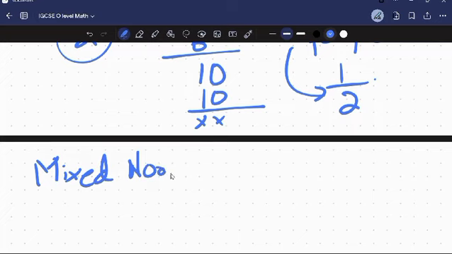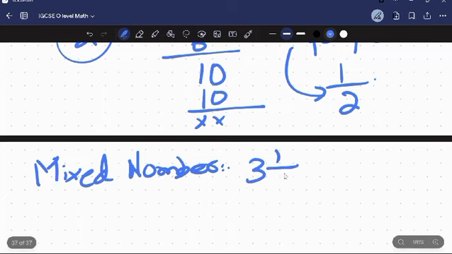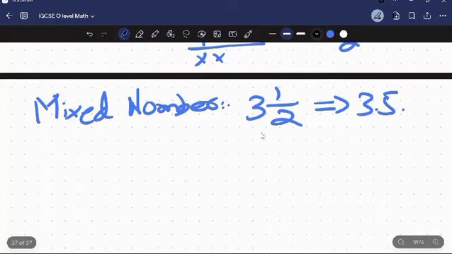A mixed number is represented as when you have a whole number together with a fraction, 3 whole 1 by 2, right? So this is a perfect example of a mixed number. Why? Because it has a whole number as well and it has a fraction as well, right? And how do you convert a mixed number to a decimal? You're just going to say, I have 3 as a whole number and half as a decimal, so I will write 3.5, right?